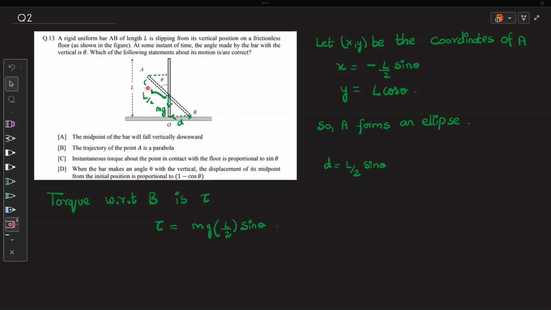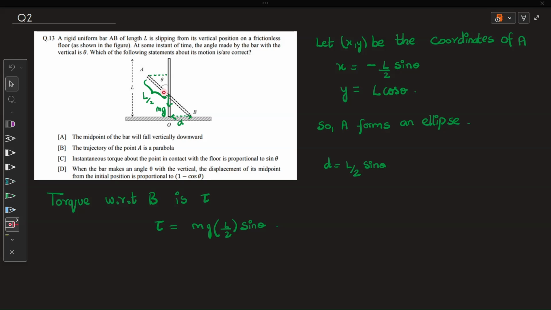First, let me explain this scenario. What happens is this rigid bar is placed in a vertical manner. Now this is in equilibrium, so slightly we are going to disturb it. So it will move in some kind of trajectory. As they have mentioned, it is a frictionless floor, so no horizontal force is acting on this bar system.